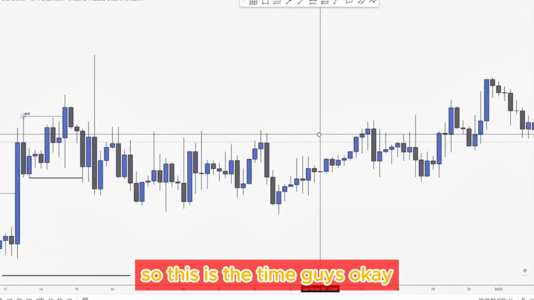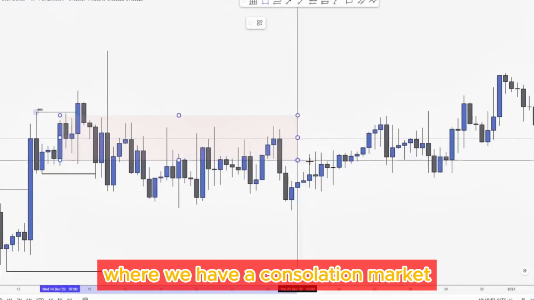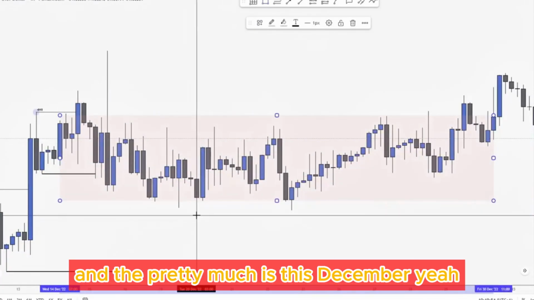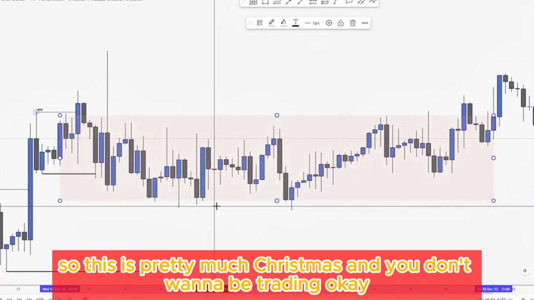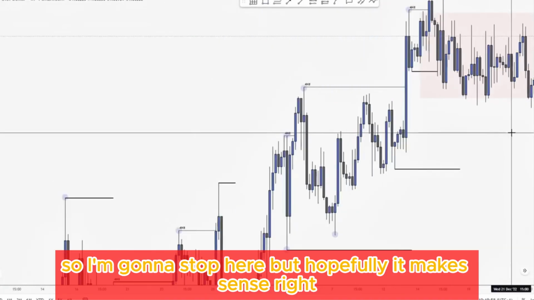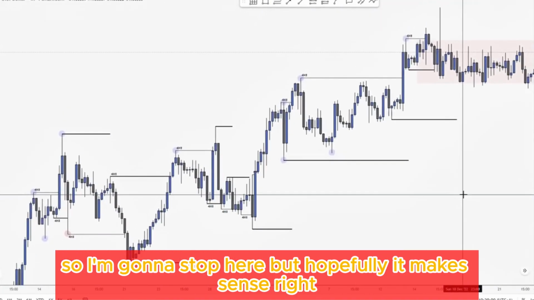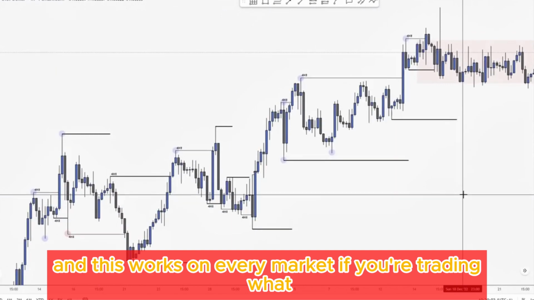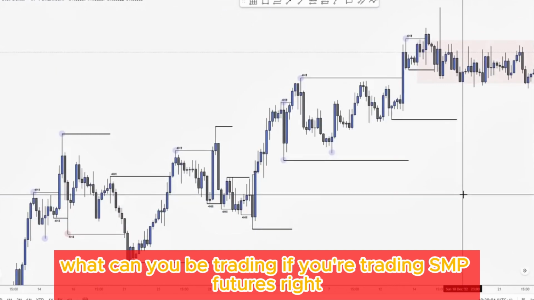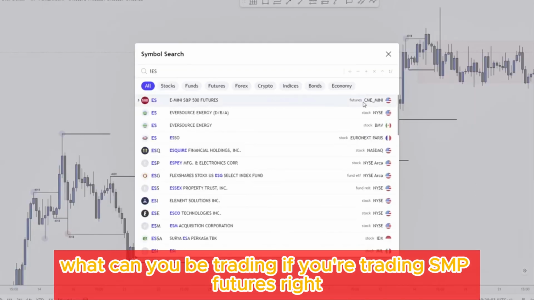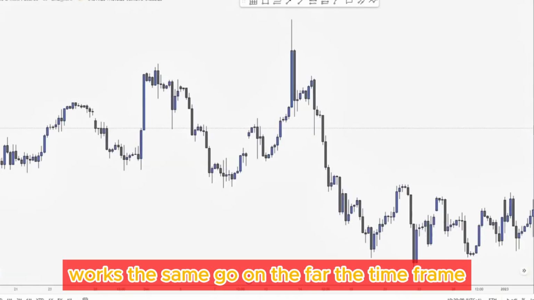This is the time, guys, when we have a consolidation market. It's pretty much December, so this is pretty much Christmas and you don't want to be trading. So I'm going to stop here, but hopefully it makes sense. And this works on every market. If you're trading S&P futures, it works the same.